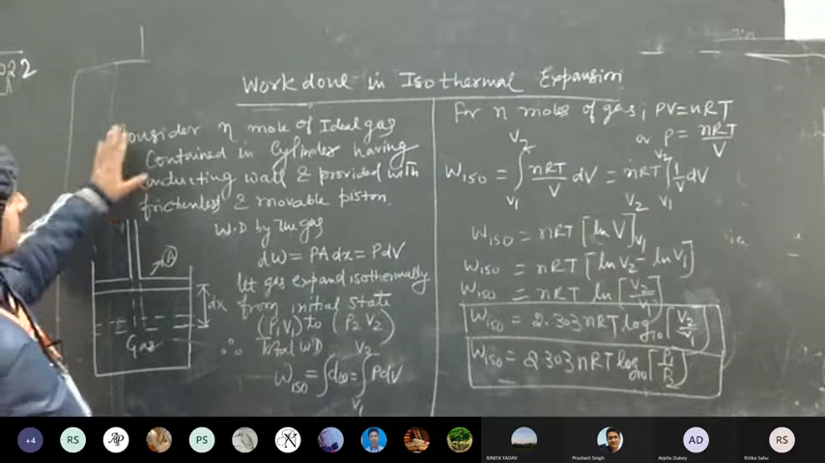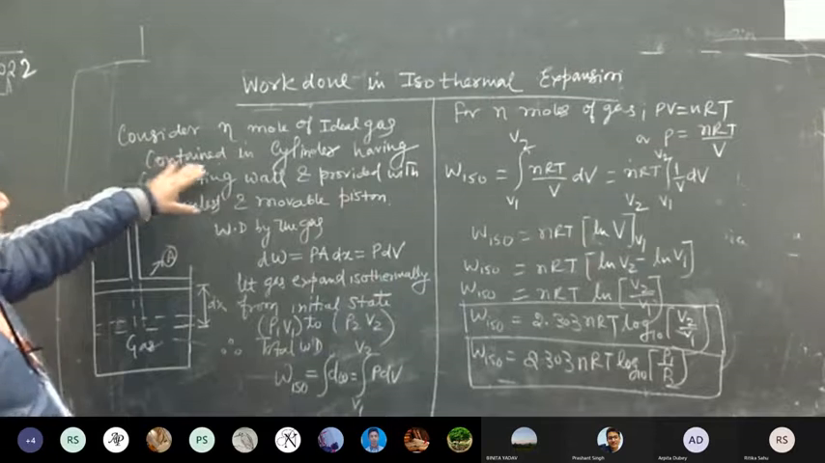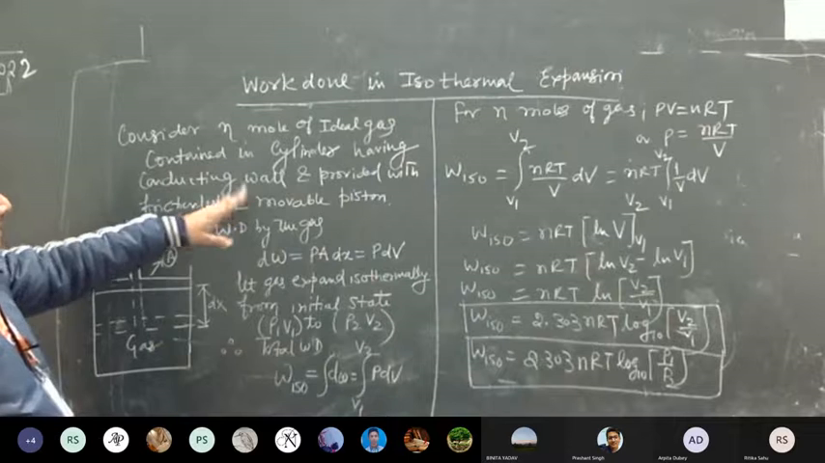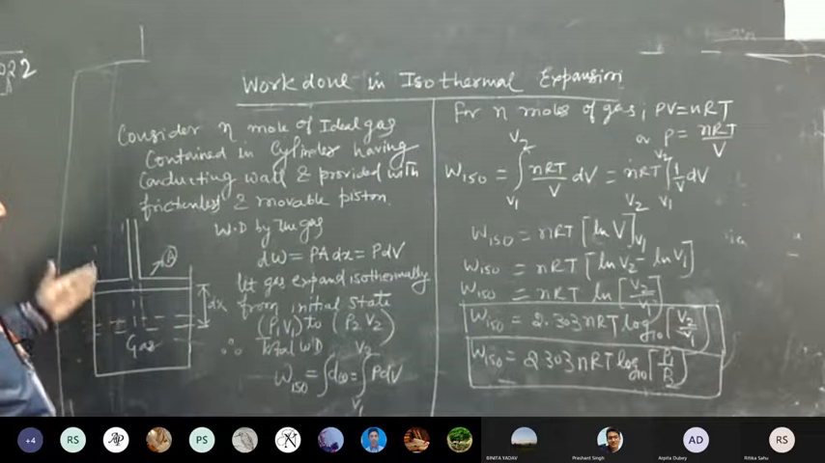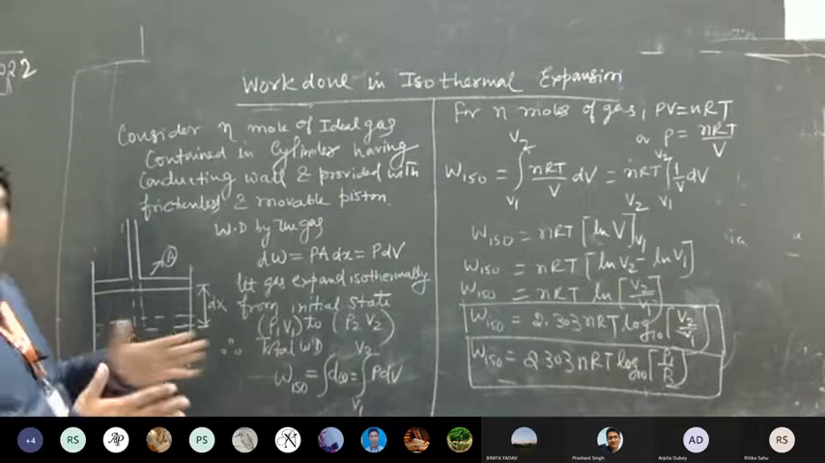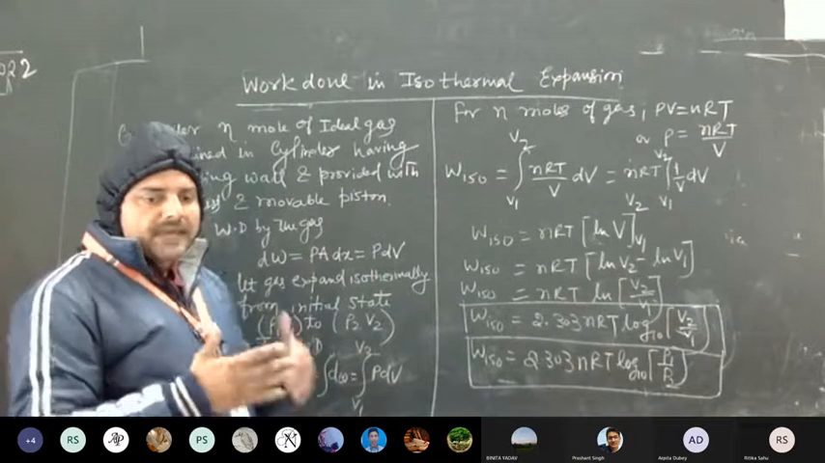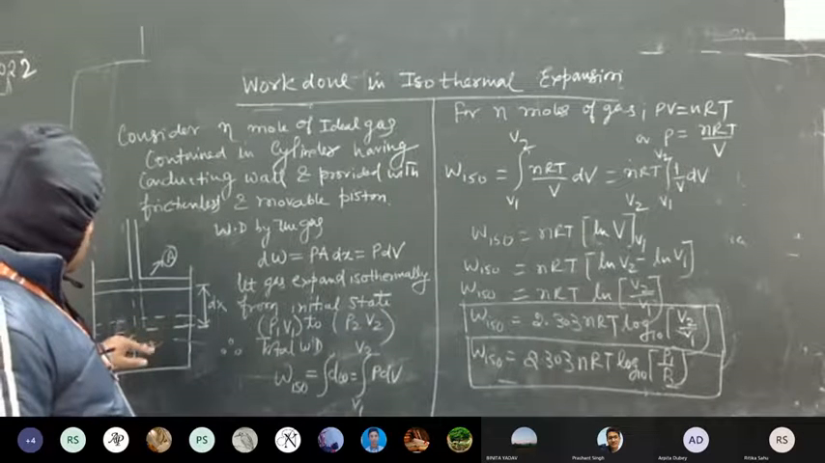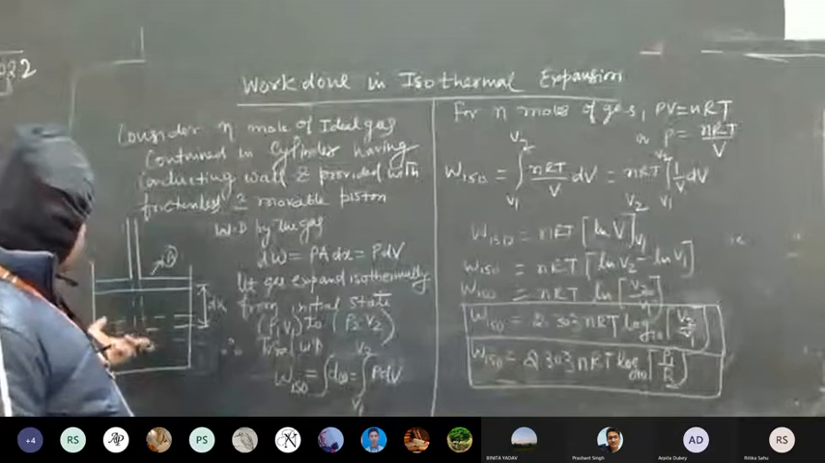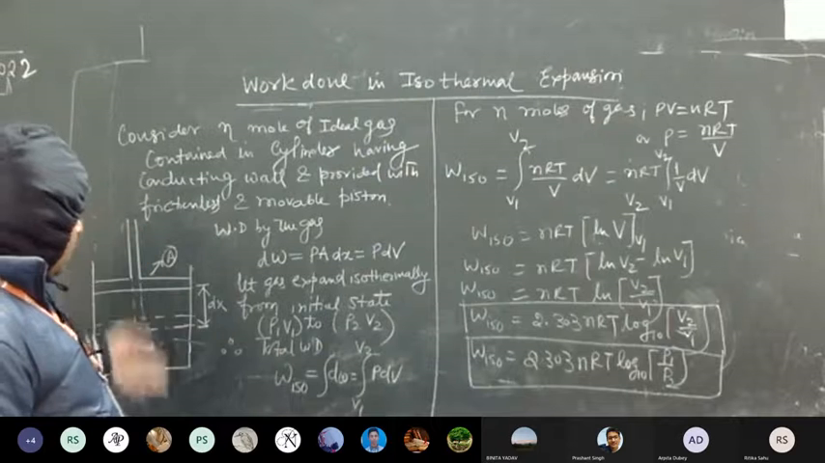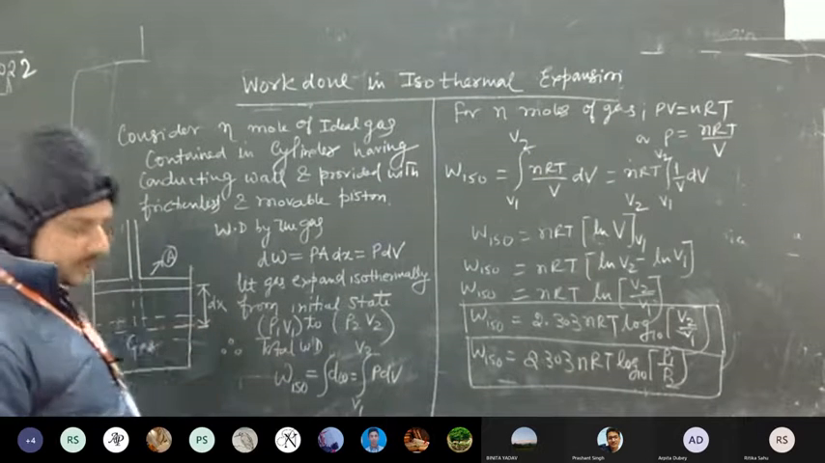So, for that, consider n mole of ideal gas contained in a cylinder having conducting wall and provided with a frictionless and movable piston. Here you can see this is a cylinder with a movable piston and the wall is conducting so that there may be the exchange of heat to make the temperature constant. So gas is filled inside it. Due to the pressure, this gas will expand, this gas will move the piston upward by the displacement of dx.